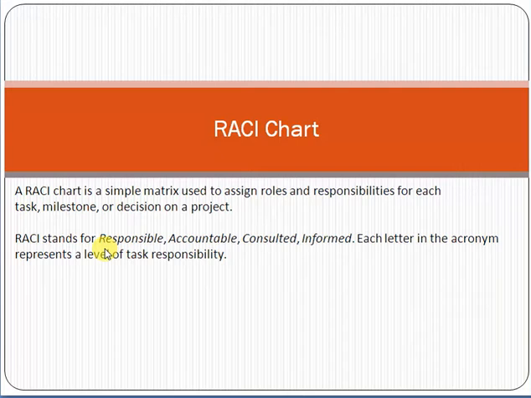That means responsible, accountable, consulted, informed. A RACI chart is simply a matrix used to assign roles and responsibility for each task, milestone, or decision on a project. See friend, when we talk about a project, there are multiple roles and responsibilities, and every role has some specific task. For example, if you are building a mobile application project, the software developer has some role, the software manager has some other role, the quality assurance manager has some other role.